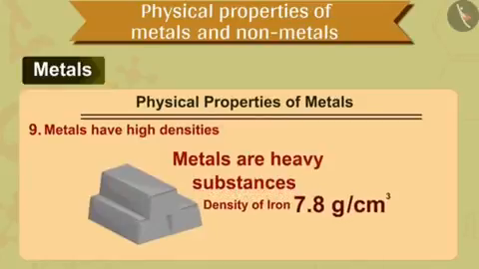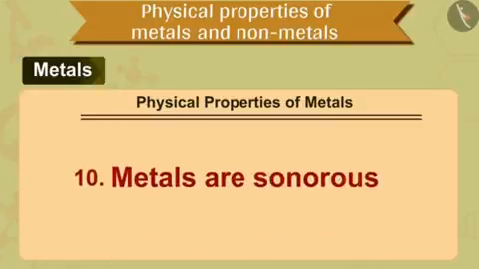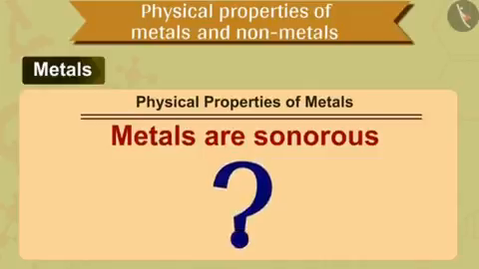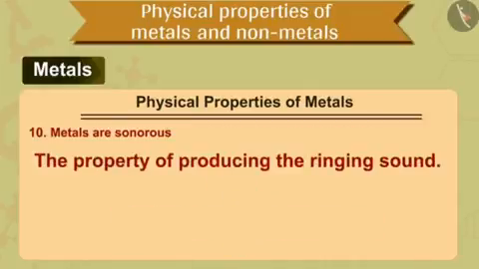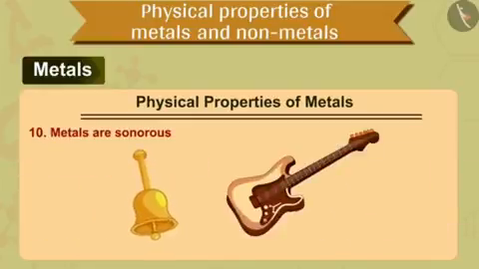For example, the density of iron is 7.8 grams per centimeter cube, which is quite high. The next and the 10th property of metals is metals are sonorous in nature. Children, do you know the meaning of sonorous? Sonorous means the property of producing the ringing sound. It is due to this property that metals are used for making bells and strings of musical instruments like guitar.